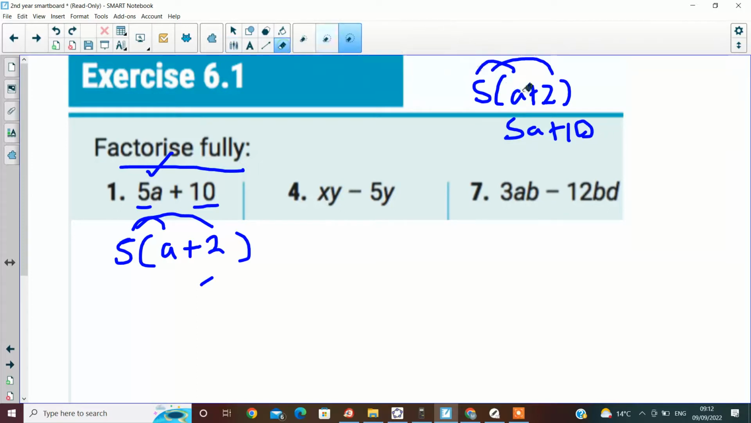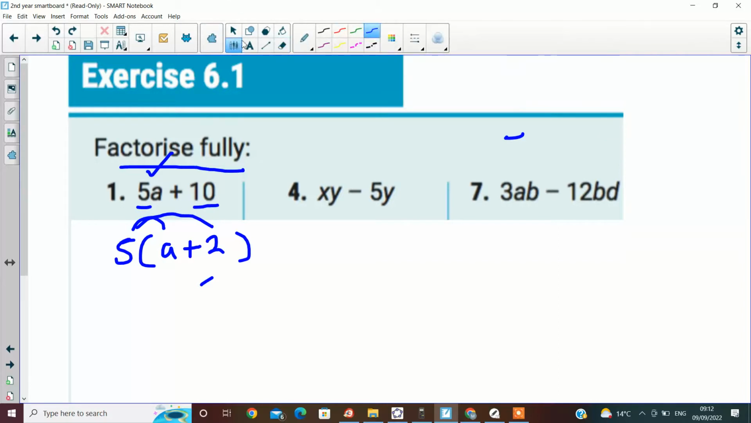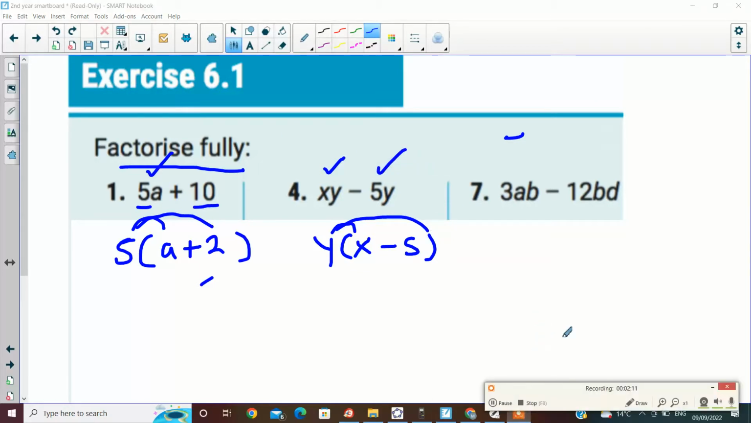So, for question 4, do any of them have a letter in common? Yes. y times x is xy or yx. And then y times minus 5 is in fact minus 5y. That's completely correct. You guys try question 7 on your own for a second.